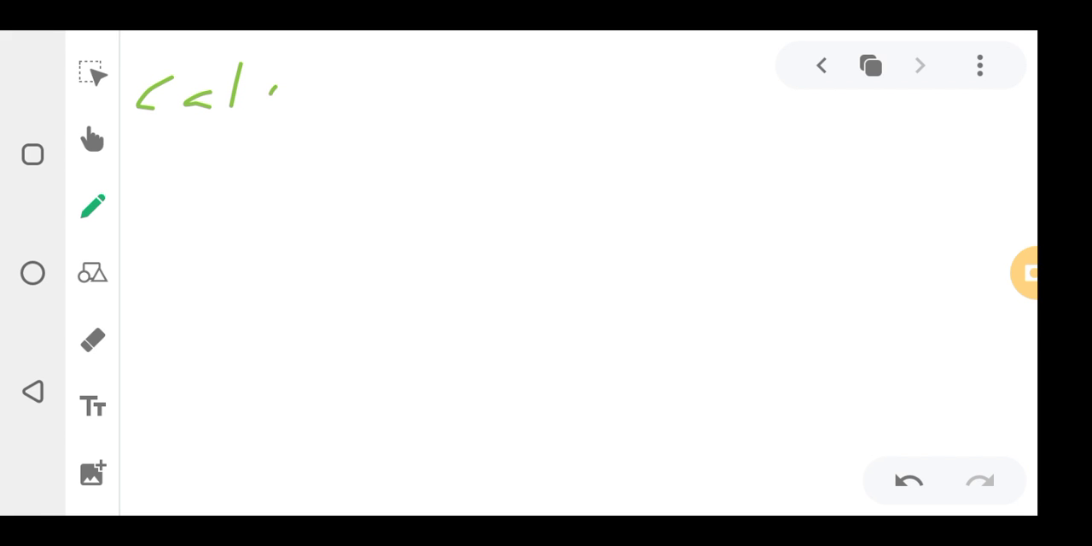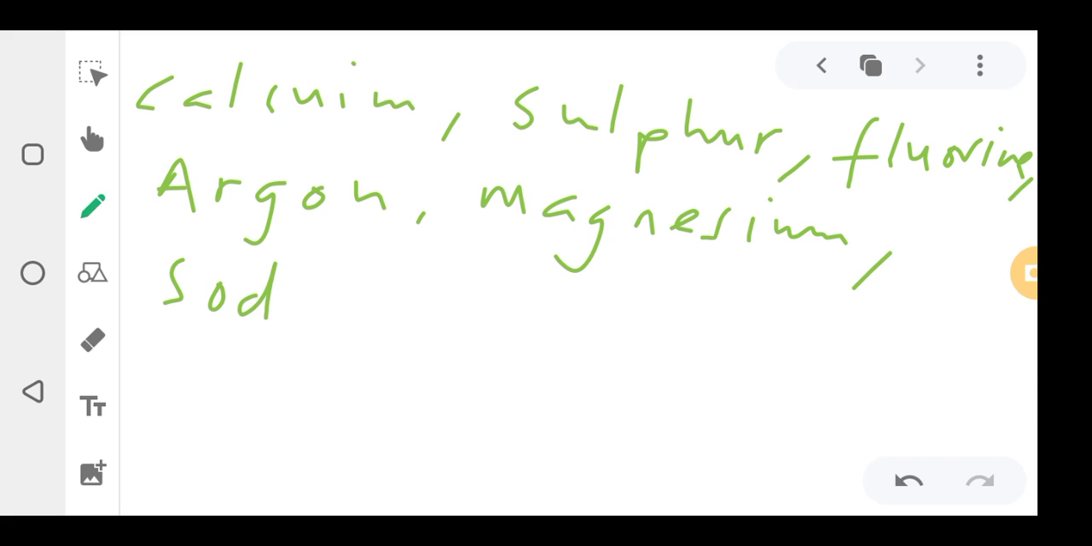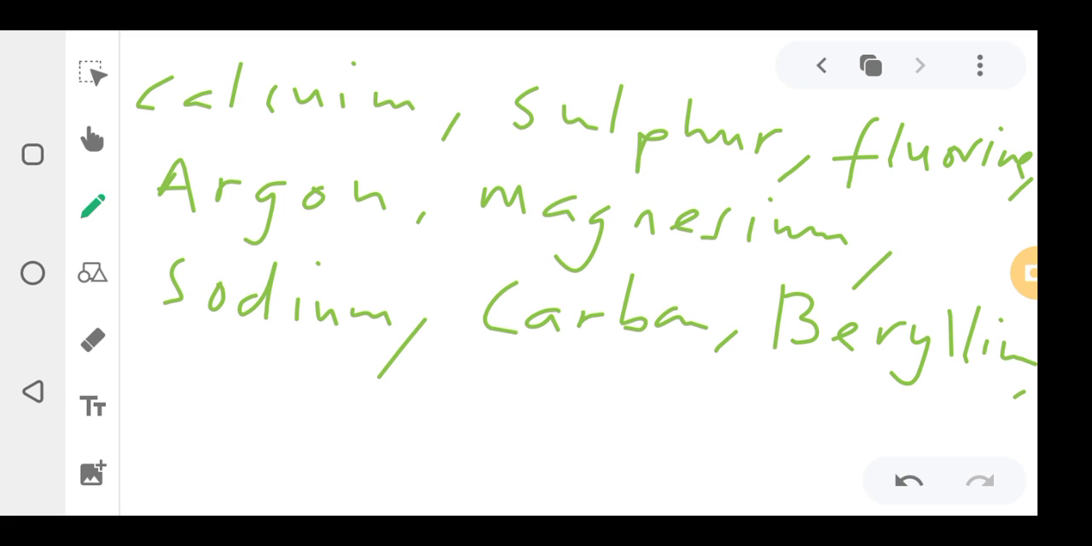The first one is calcium. The second one is sulfur, phosphorus, fluorine, argon, magnesium, sodium, carbon, beryllium, boron, chlorine.